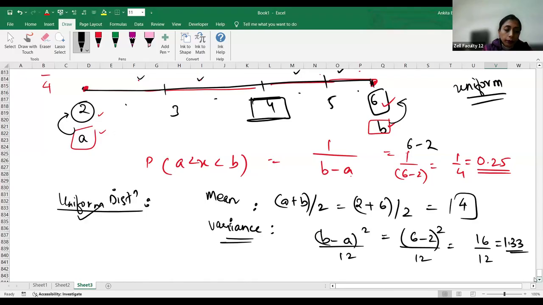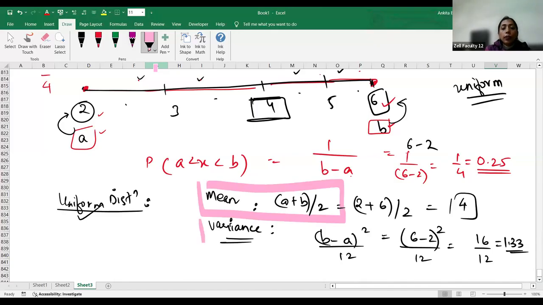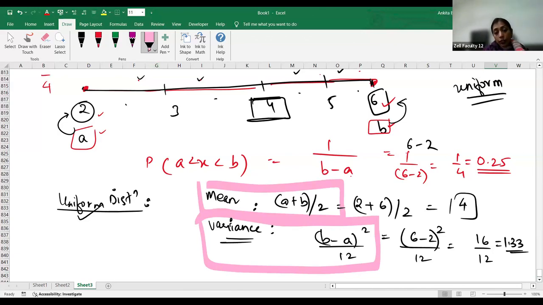Okay. So these are the two formulas that you need to remember. Mean is calculated as A plus B divided by 2 and variance is calculated as B minus A whole square divided by 12. Okay.